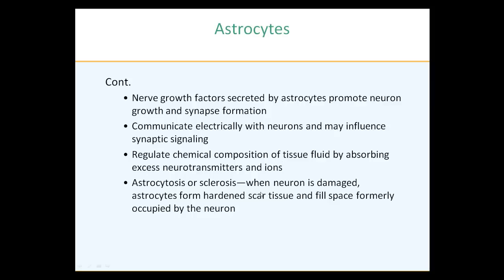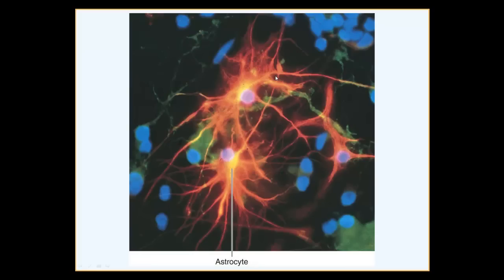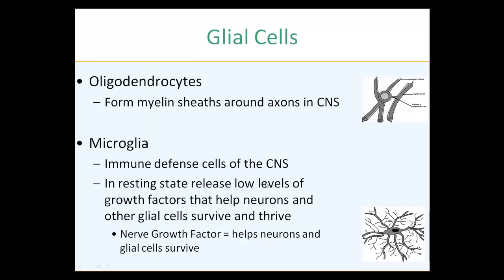We agreed to this, and we agreed also that when a neuron is damaged, remember the neuron cannot multiply, cannot proliferate, so we get the scar tissue formed by the astrocyte. This is an image with fluorescent microscopy showing you an astrocyte, how it looks. Other parts of the glial cells, oligodendrocytes. Oligodendrocytes are the ones forming the myelin sheath in the CNS, and then we have the microglia.